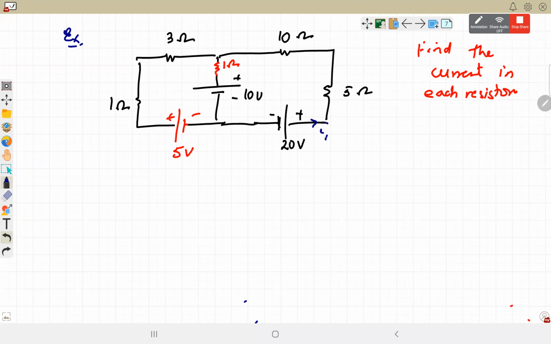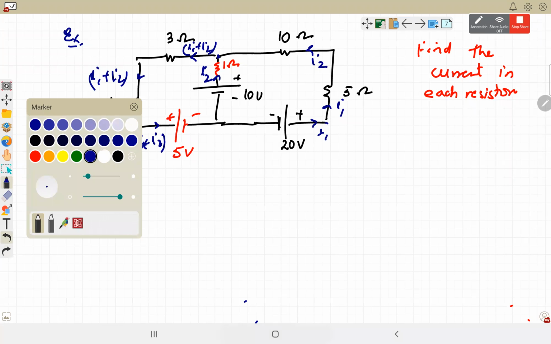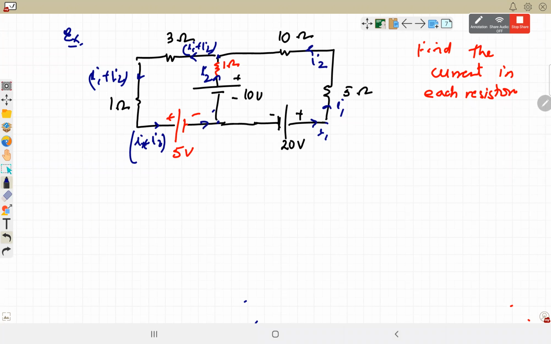So suppose ये 20 वोल्ट से ले लिया I1, 10 वोल्ट से करंट ले लिया I2, पॉजिटिव टर्मिनल से दोनों मिल गए. I1 plus I2 within 3 ohm. Right, so this is the equation. और ये I1 plus I2 में से I1 इधर आ गया और I2 ऊपर चला गया.